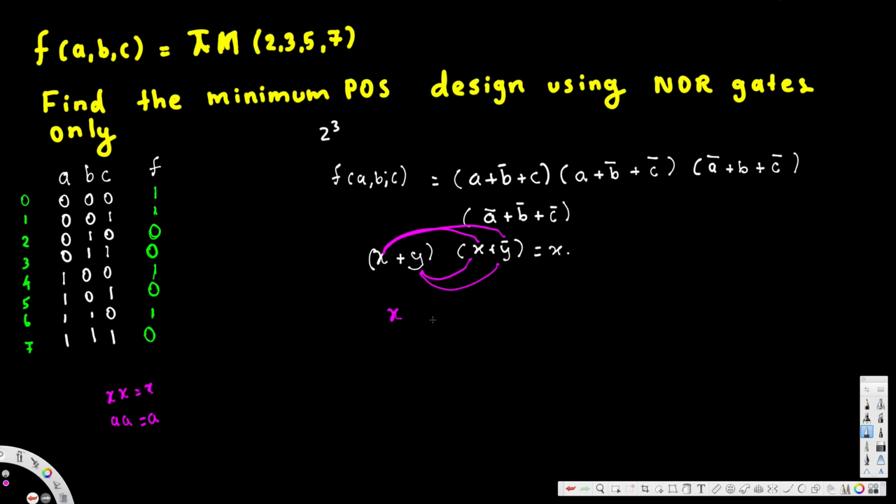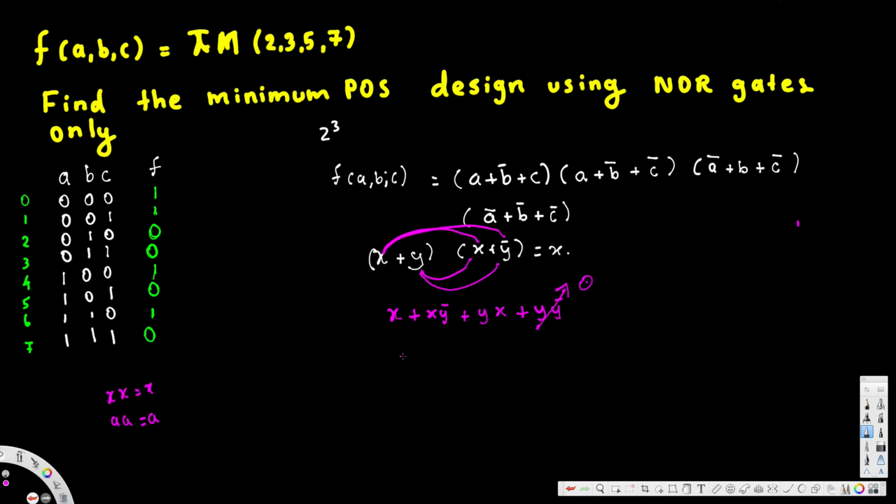And then x times y bar, that's going to be just x y bar. And then y times x, that's going to be yx. And then y times y bar is going to be 0, because if y is 1, the y bar is going to be 0. If y is 0, y bar is going to be 1. So anyway, if we have a 0 in an AND gate, that's going to be 0.